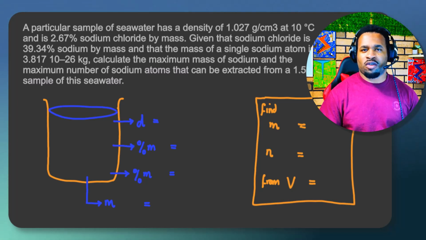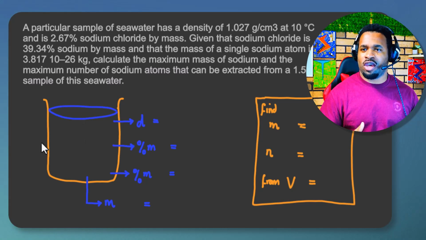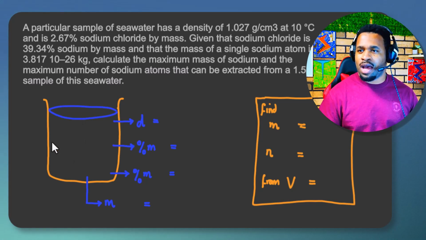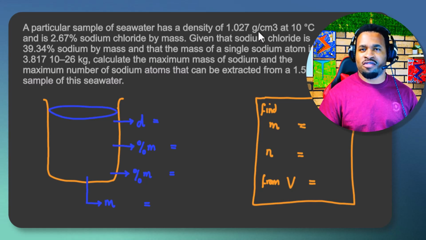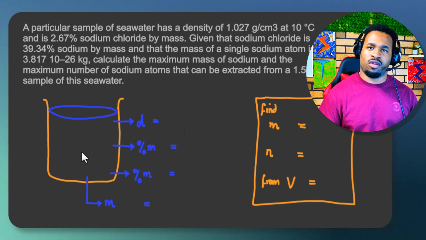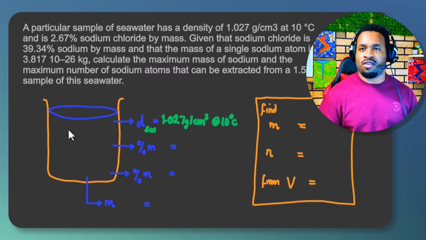Solving this particular challenging question, which says that we're given a sample of seawater that has a density, according to this statement, of 1.027 grams per centimeter cube at 10 degrees Celsius, which we're going to write right here for this container that represents our seawater. That is the first information here.